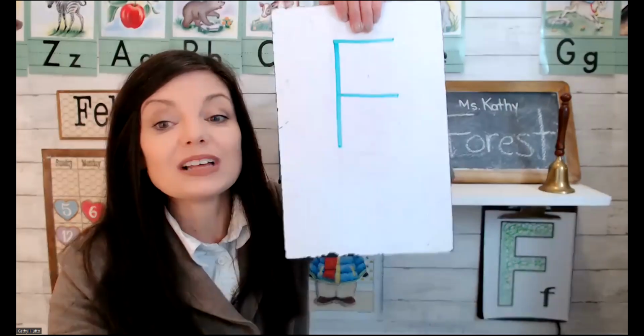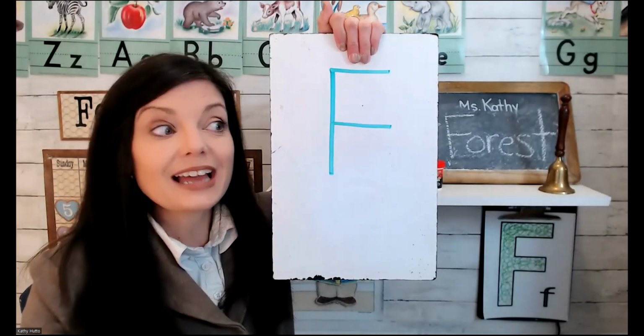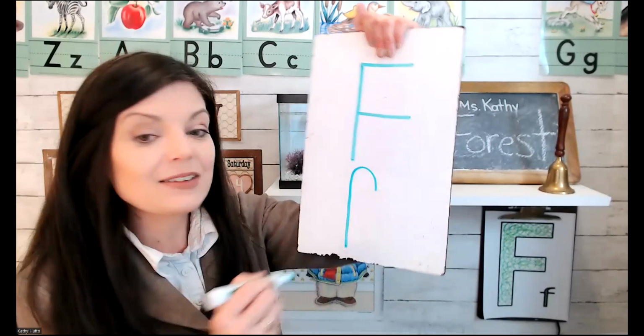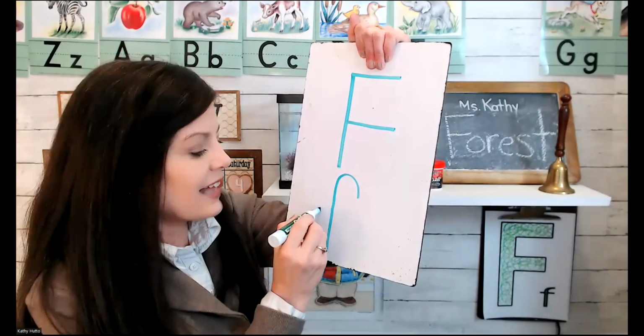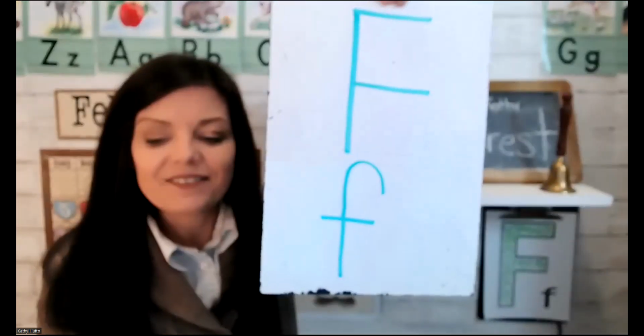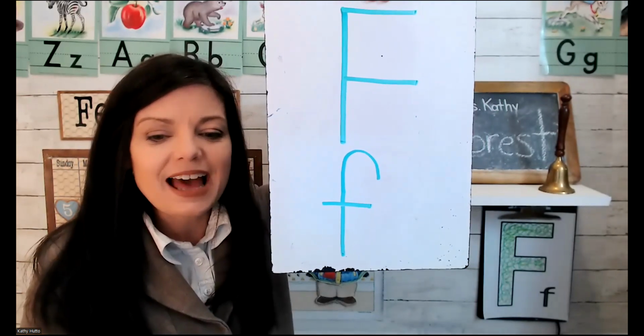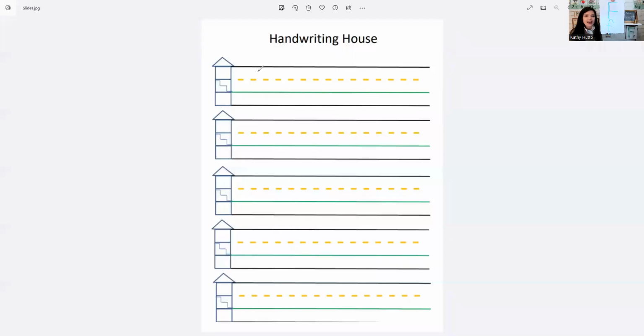Well, let me show you the little letter F. It looks like a candy cane. So make a candy cane and then make a line across the middle like that. That's the little lowercase f. Let's practice that one. So first, we're going to make a candy cane. And then we're going to make a line across the middle.